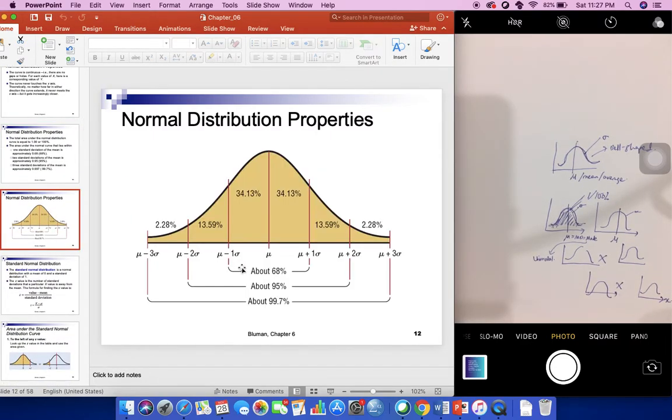Look at this one. In the middle we have the mean, and about 68% lies from the mean minus 1 standard deviation to the mean plus 1 standard deviation. For 95%, it is the mean minus 2 standard deviations to the mean plus 2 standard deviations. About 99.7% lies between the mean minus 3 standard deviations and the mean plus 3 standard deviations.